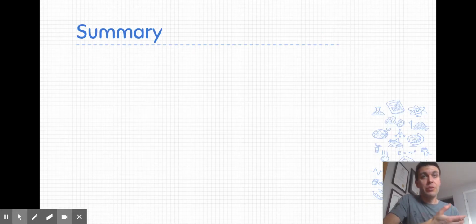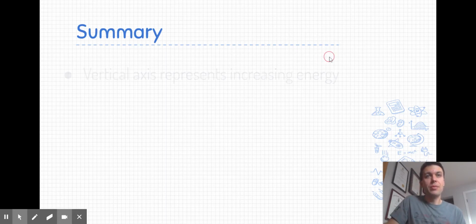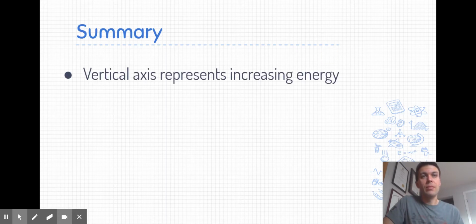Now that we've gone through 2 examples, let's summarize all of the steps that we went through to draw these orbital box diagrams. And as I'm going through the steps, have your orbital box diagrams that you did as examples out in front of you so you can match up what I'm talking about here to what you see on the paper. First of all, we drew a vertical axis, and that axis represented increasing energy from lowest energy to highest energy.